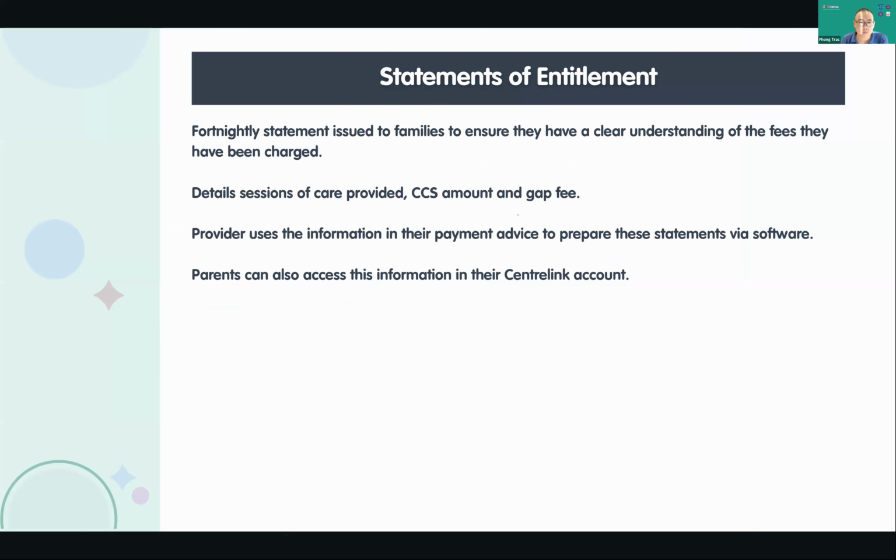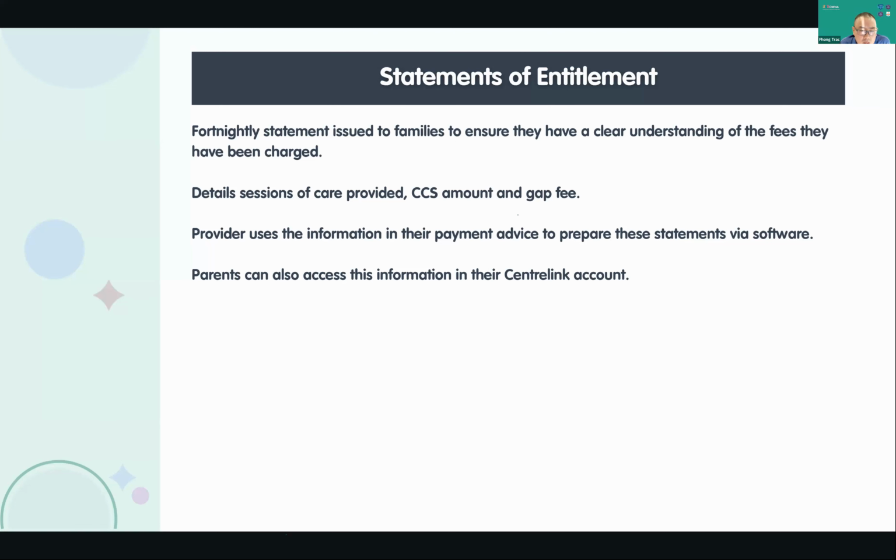Statements of entitlement. Statements of entitlements are issued to the families to ensure that families have a clear understanding of the fees they have been charged, what those fees have been charged for, and how their CCS has offset those charges. So it's a fortnightly statement to families from providers, outlining the details of the sessions of care provided. It can include the child's actual in and out time, the CCS amount, and the resulting fee reduction amounts. So effectively the gap fee.